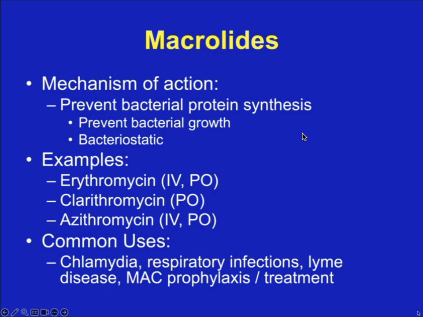Mechanism of action: this inhibits protein synthesis. Bacteriostatic. You have 3 agents out there. Most are only PO, but the erythro and azithro are IV and PO. Erythro, I used to use it for treatment. Now it's all used for GI motility reasons. It's rarely used for anything else, even though it has antimicrobial activity.